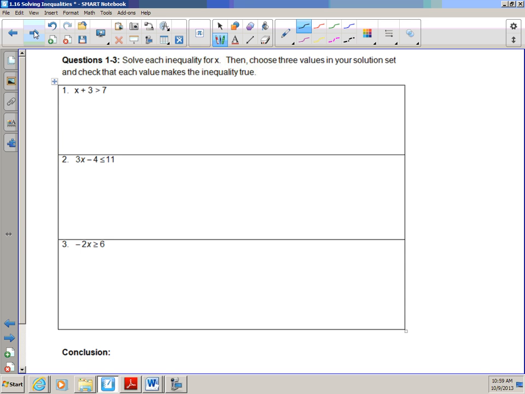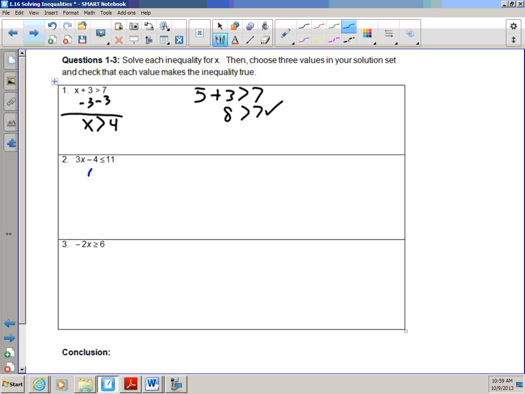I want to solve these inequalities. Very straightforward. X is greater than 4. And now I want to check their answers. Now I'm only going to choose one because it becomes redundant. So what is a number greater than 4? 5. Is 5 plus 3 greater than 7? Yes, so I'm comfortable and confident that I am correct.